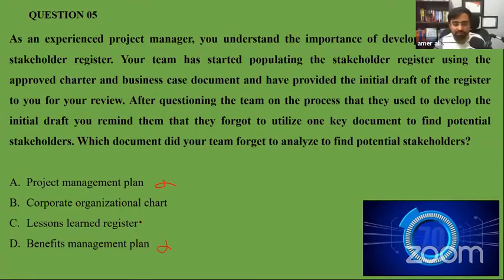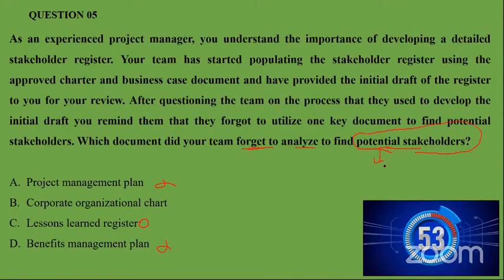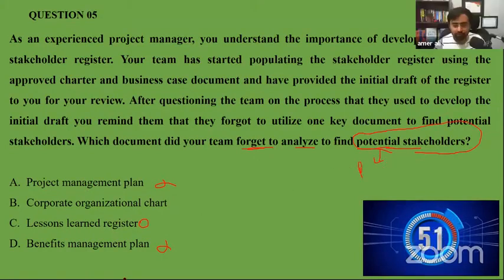Okay, so let's work this question. Especially, I highly recommend whenever you are solving a long question, Ritesh, try to read the last line. It will give you the context of the question. Which document did your team forget to analyze to find the potential stakeholders? So from this, we can understand that we need to look at some document to find the stakeholders, right? Okay, so that is the kind of problem we get. Then there are four options.